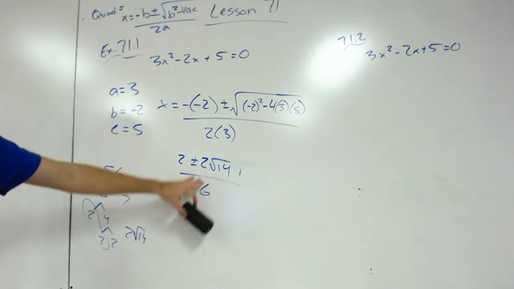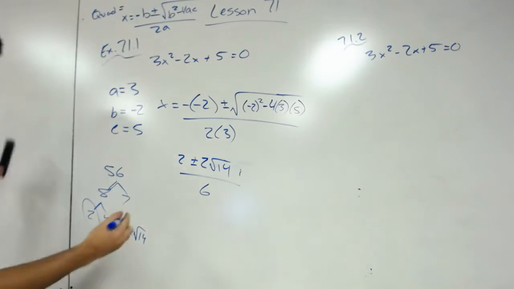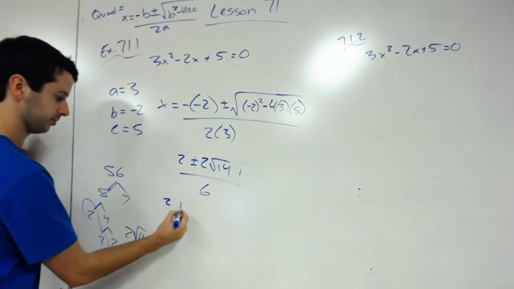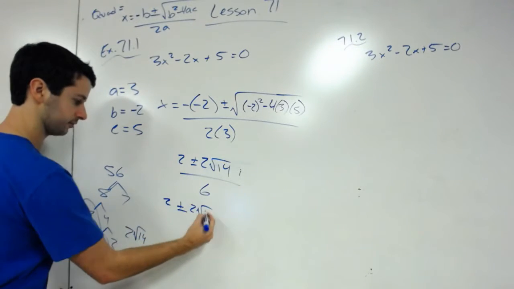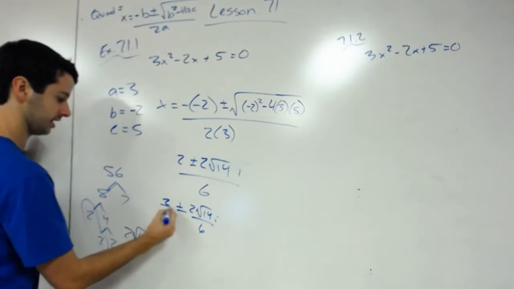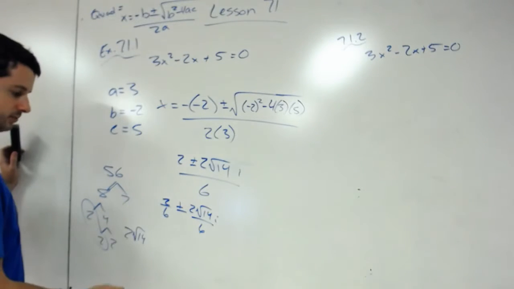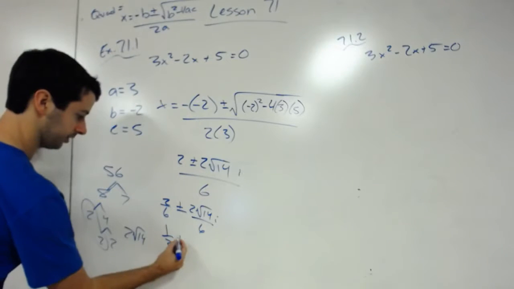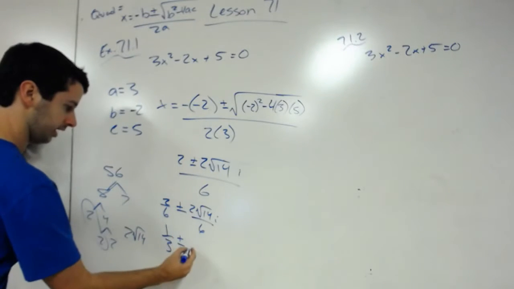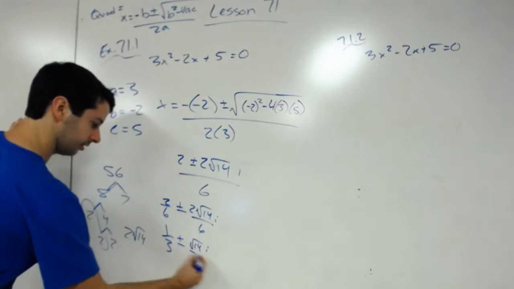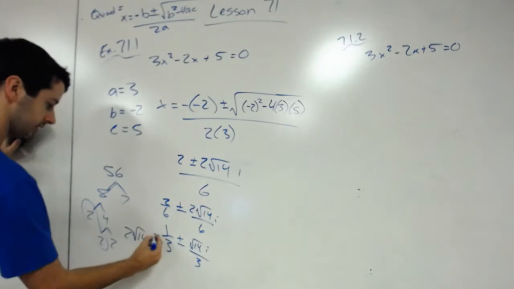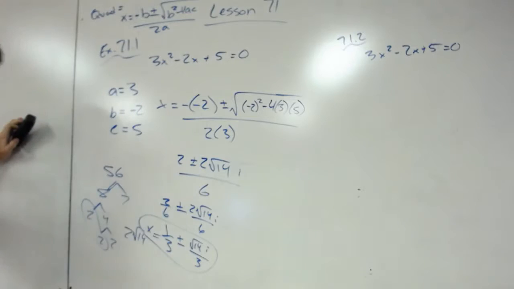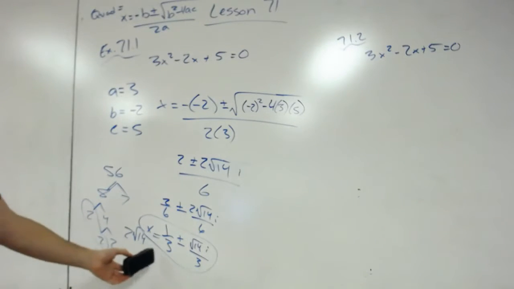Now from this point we can see if we can reduce. 2 over 6 and 2 over 6 can both reduce. This is the same as saying 2 plus or minus 2 radical 14i, all over 6. You can do it either way, it doesn't matter. So that reduces to 1/3 plus or minus radical 14i over 3, and that equals x. I don't think we can go any further, so that is the answer. That's how you do a quadratic equation. We'll look at one more.